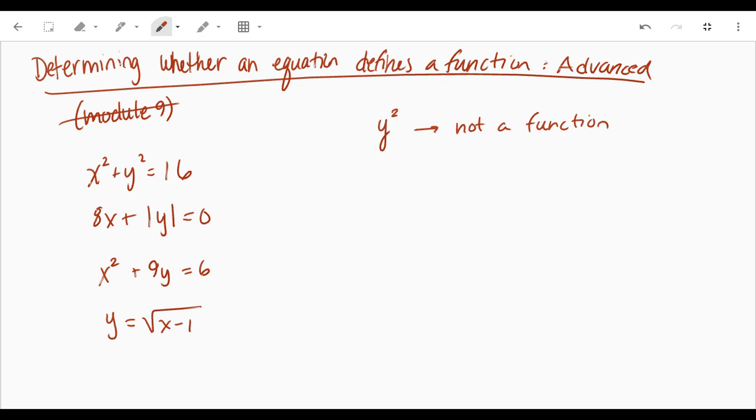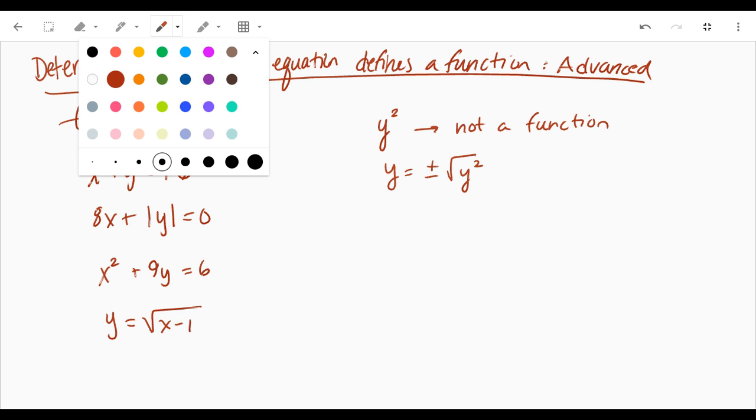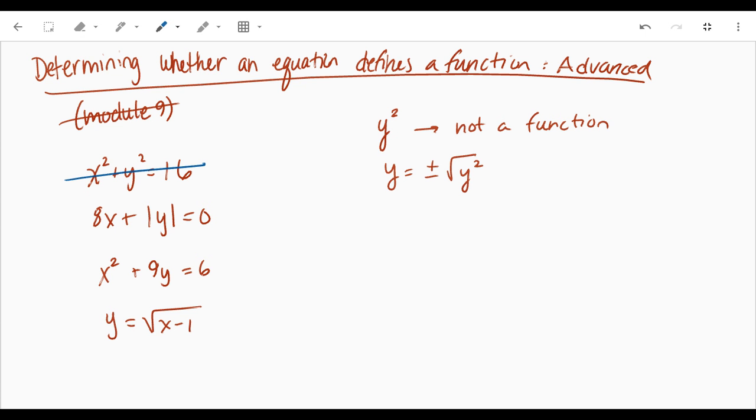Yeah, I guess I shouldn't have done that. Y could equal then either the positive or negative square root of y squared. Okay, so you would have two different y values that would work for this. So if there's a y squared in it, it's not a function. Okay, so we can get rid of this one. Okay, and that's it for now.